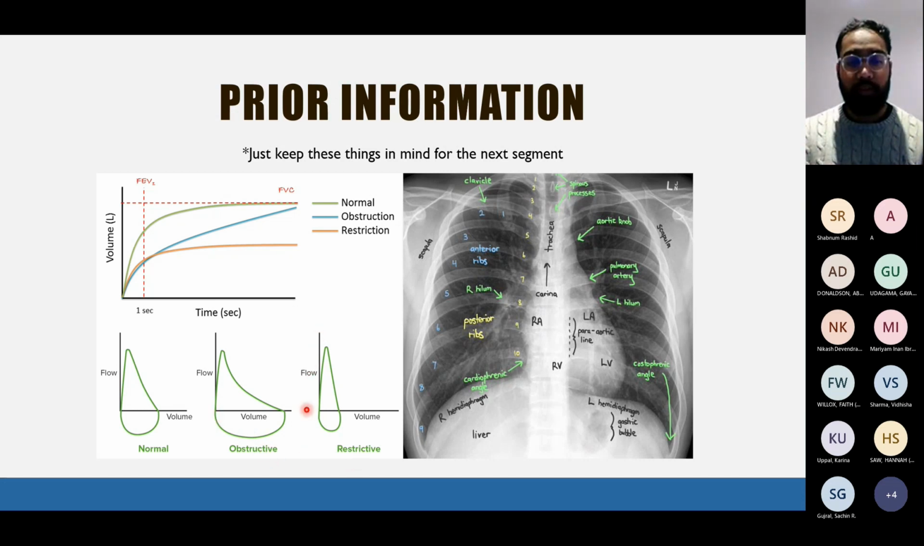And then restrictive ones will look like this. It's like someone's squashed the normal one. And it makes sense because it's restrictive. You can't breathe in or out as much. So your flow volume is restricted. So that's why you get this kind of shape.